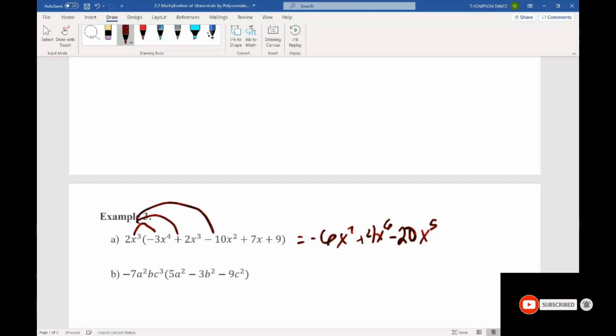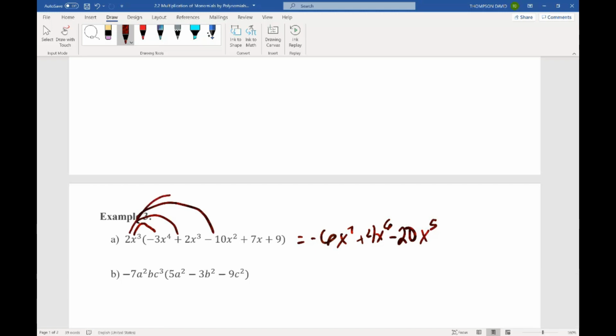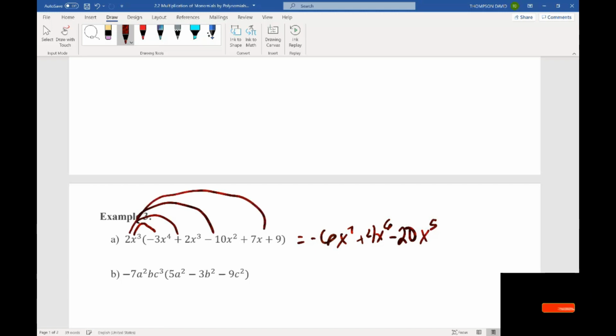Take note how the exponents are decreasing. Then we have 2 times 7, which would be 14. And x to the 3rd times x will give me x to the 4th. And then the last thing, just multiply by the last one. So 2 times 9 will be 18. There isn't an x term to multiply by, so just x cubed, and we are done.